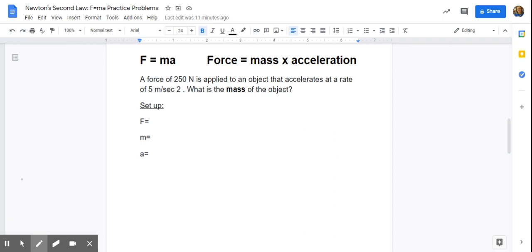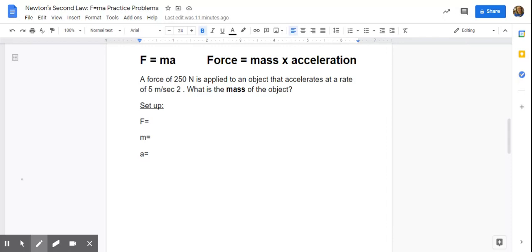I am going to go ahead and show you how to solve for mass when we're talking about Newton's second law. Okay, so again, we're going to give you a word problem. A force of 250 newtons is applied to an object that accelerates at a rate of 5 meters per second squared. What is the mass of the object?